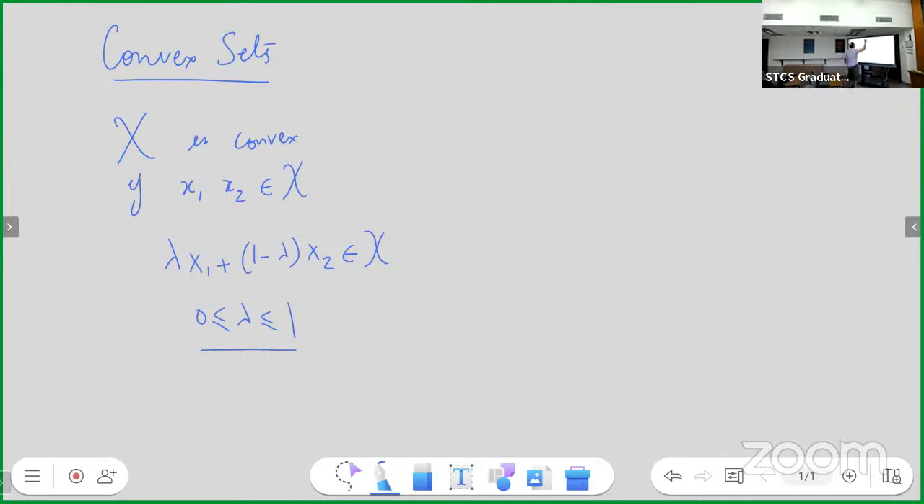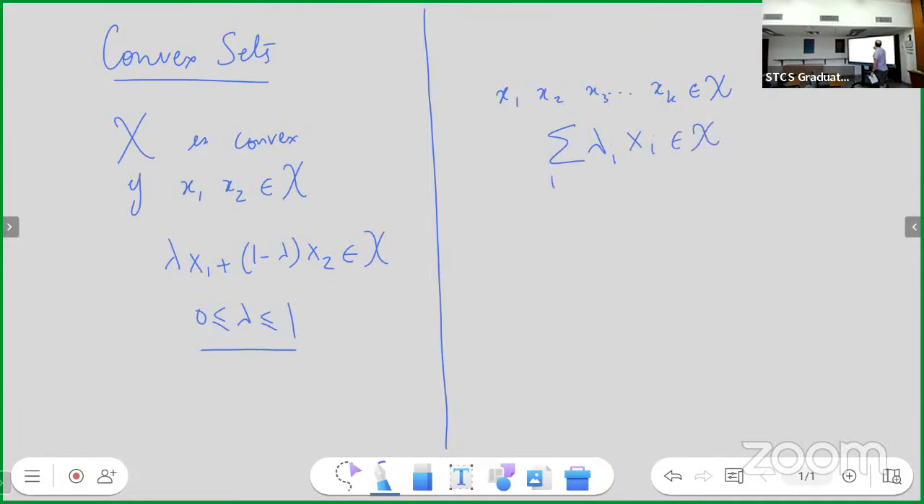Okay. So now what happens if there are k points? You have x1 through xk belonging to X. Can you extend this definition to k points? The sum of lambda i xi should also belong to X, for i from 1 through k, where the summation of lambda i equals 1 and lambda i is greater than 0. So is this an implication of the definition, or is it a definition?